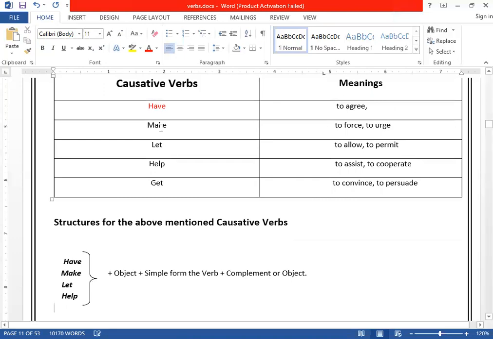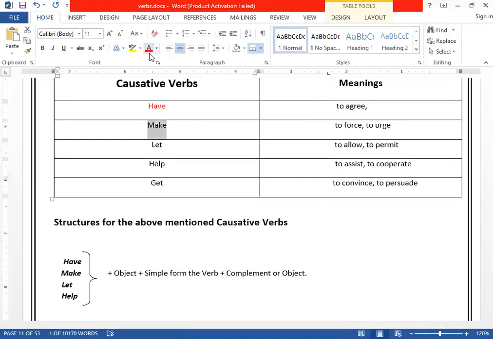If you want to talk about make, it means to force or to urge. Next we have the causative verb let. Let means to allow or to permit. Help means to assist, to cooperate. Get means to convince, clear? Or to persuade.